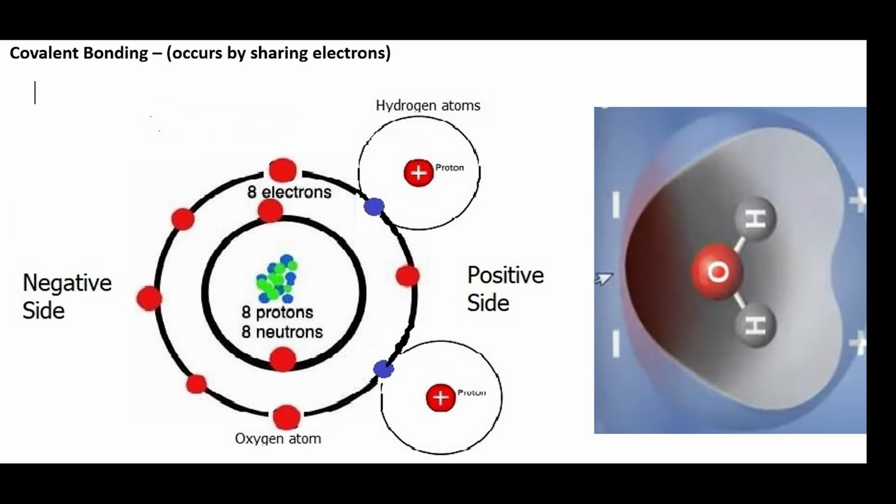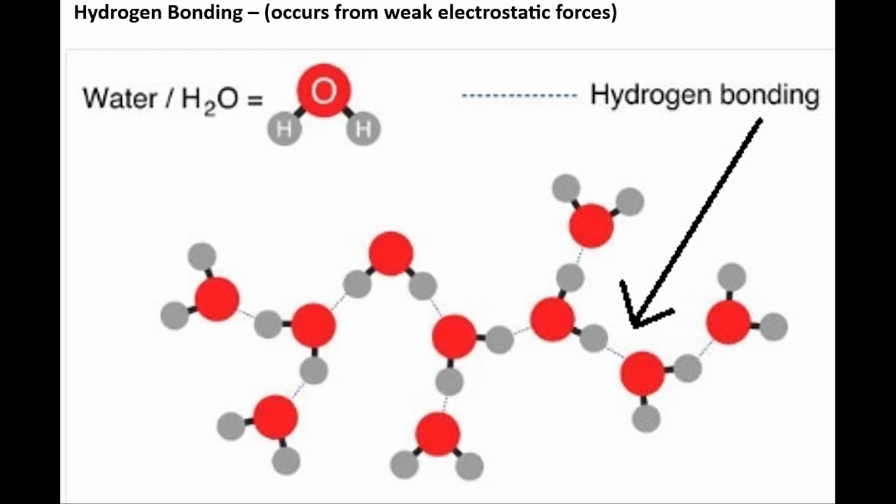This is the basis for what is called hydrogen bonding. Hydrogen bonding is basically an electrostatic attraction between the positive and negative poles. And when the water molecules start linking together, this is what forms typical liquid water.